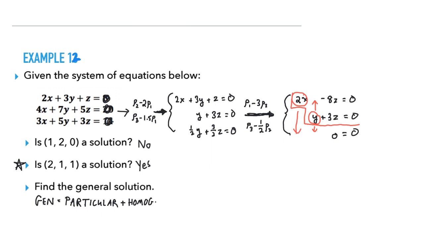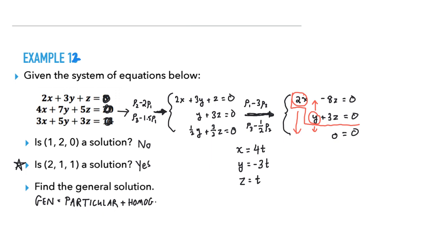I can see now that z is a free variable. So I'm going to let z equal t. Meanwhile, y, I can see from my second equation, is equivalent to negative 3t. And x, I can see from my first equation, well, 2x is equal to 8z, and that means x is equal to 4z, or 4t, right? Now, this is the solution to the homogeneous system.